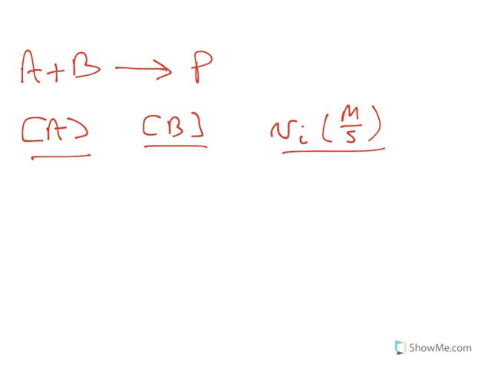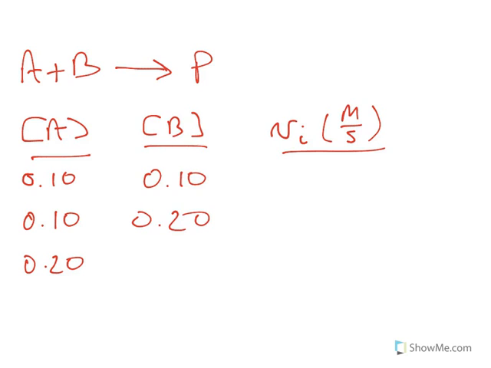All right, so I'm going to run my reaction with 0.1 molar A in experiment 1, 0.1 molar A in experiment 2, and 0.20 molar in experiment 3. Experiment 1, I'm going to have 0.1 molar in B, 0.2 molar in B in experiment 2, and 0.10 B in experiment 3. All right, and then I measure the rates of these reactions at 0.4, 1.60, and 0.80.